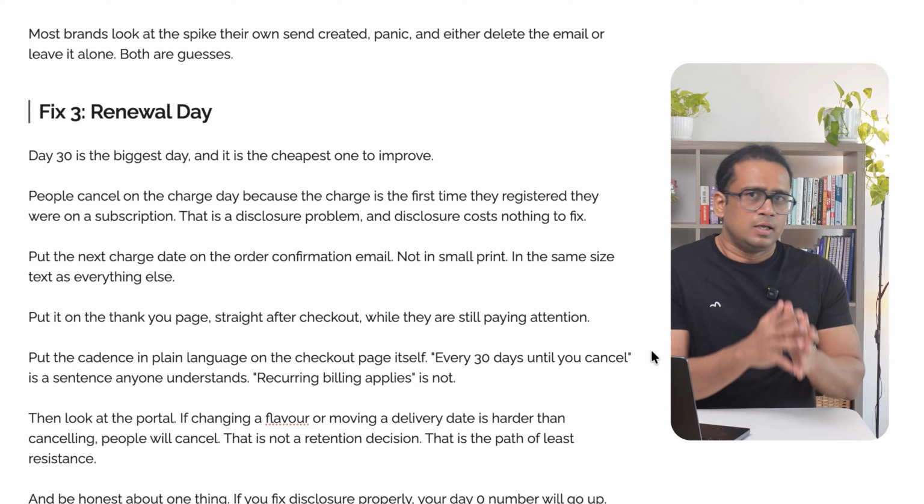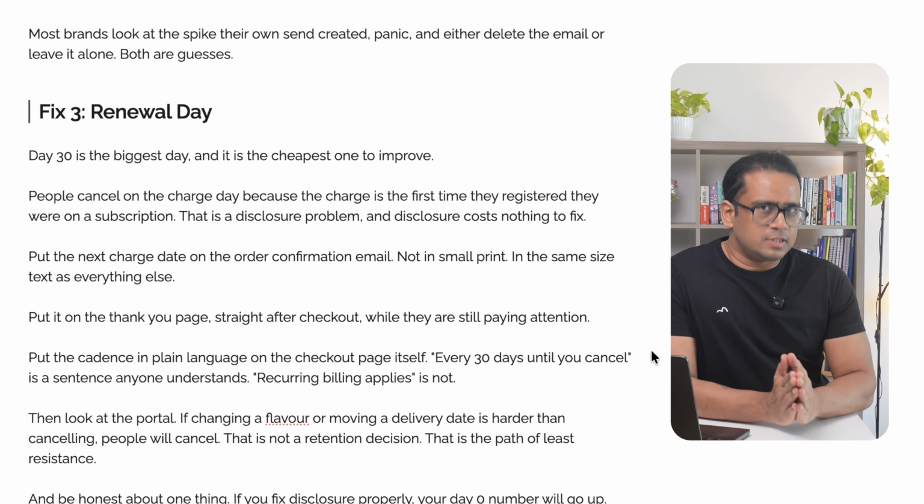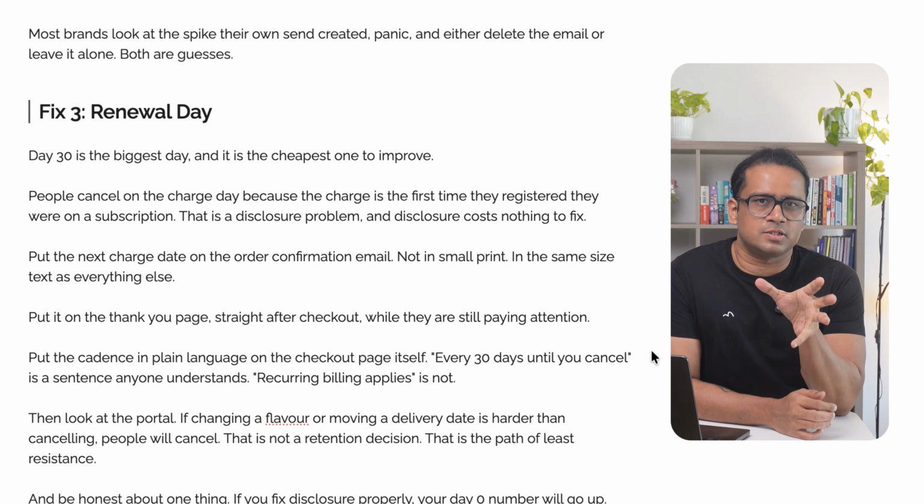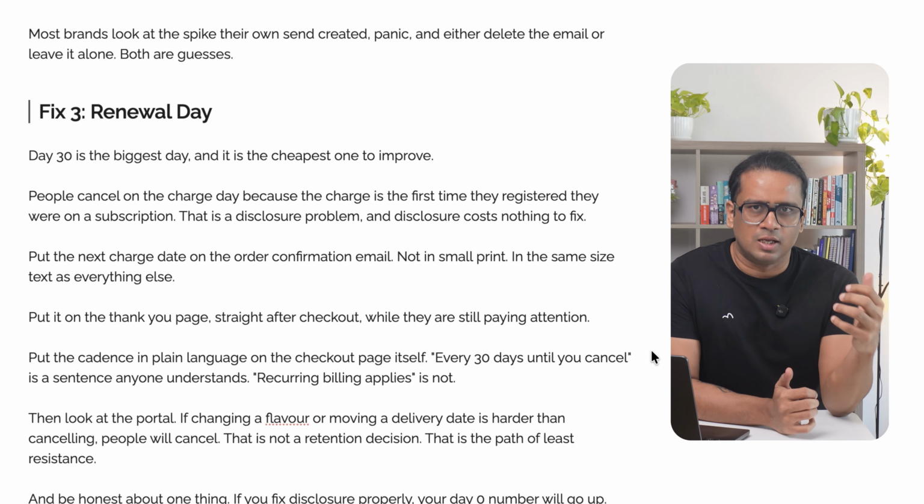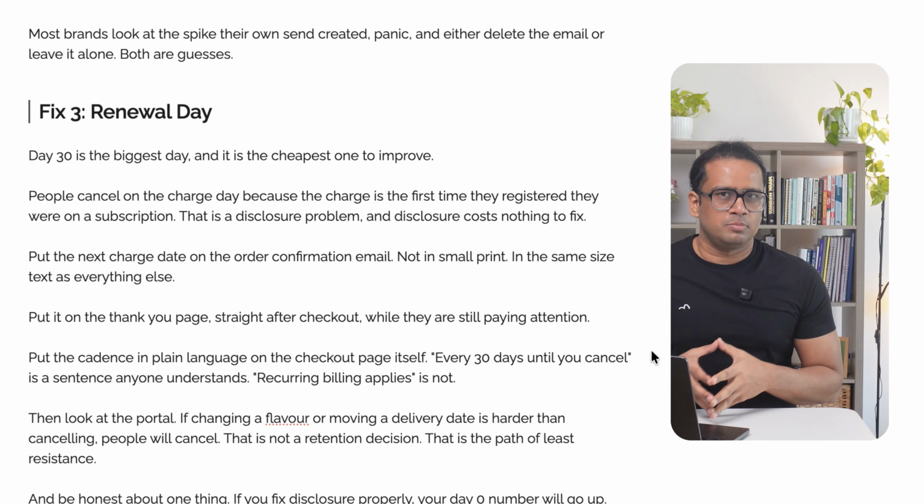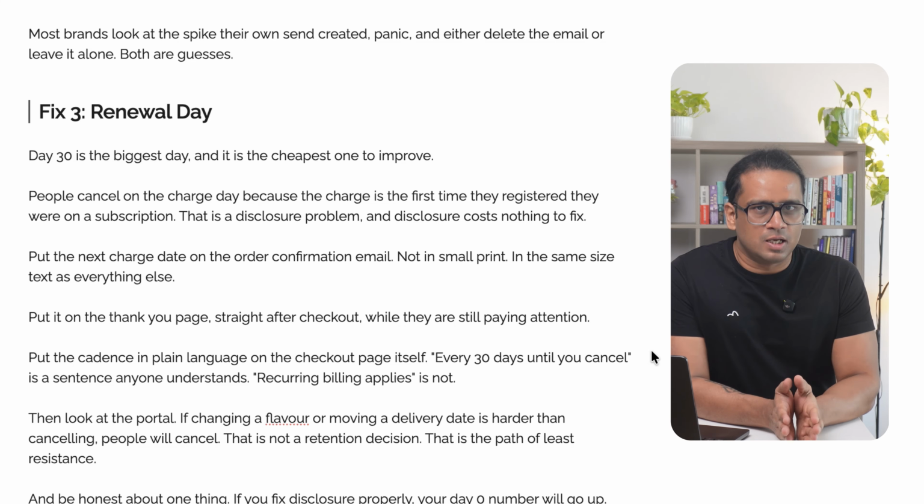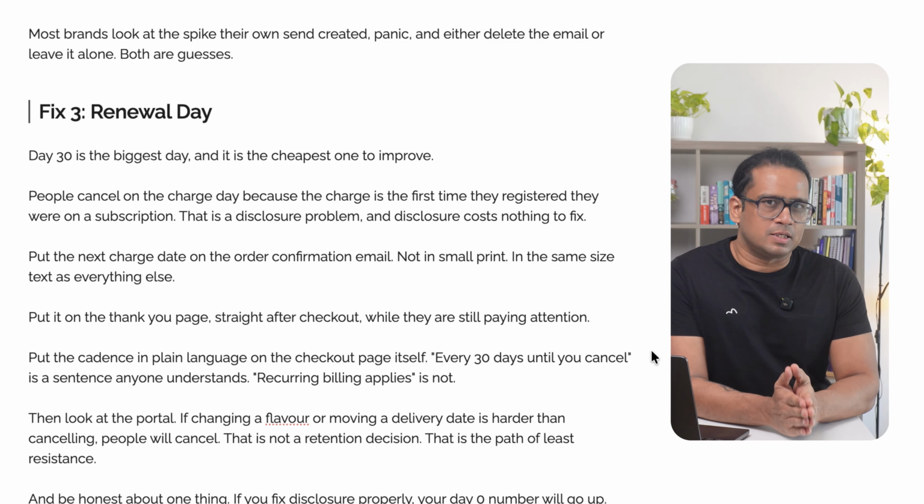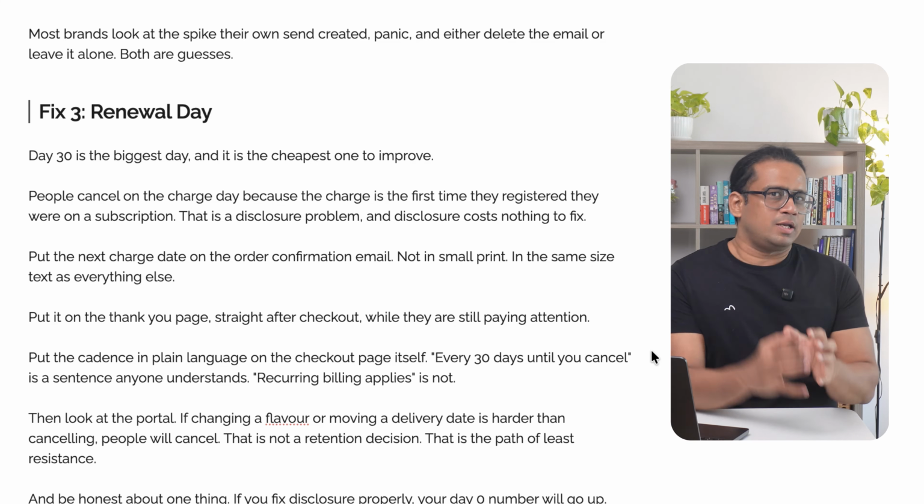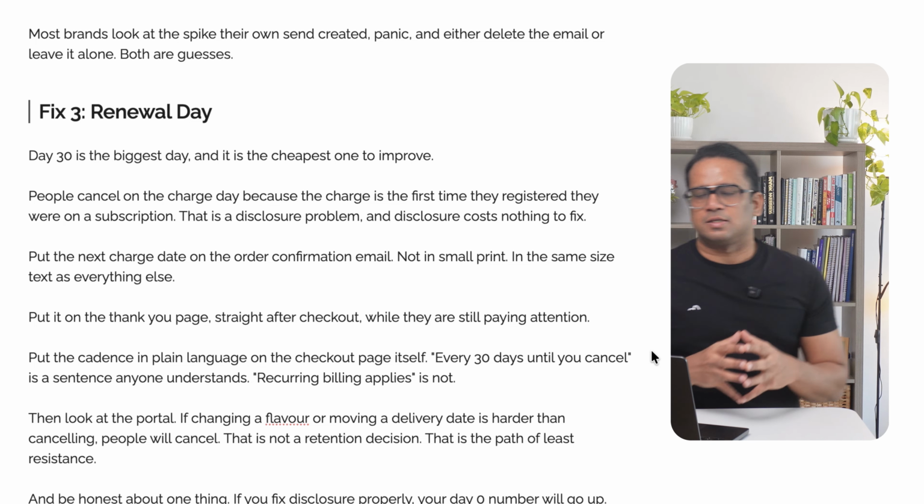Now renewal day. Day 30 is the biggest day, and it's the cheapest one to improve. People cancel on the charge day because the charge is the first time they realize they were on a subscription. That is a disclosure problem, and disclosure costs nothing to fix. Be upfront about the subscription: put the next charge date on the order confirmation email, not in small print, in the same size text as everything else.